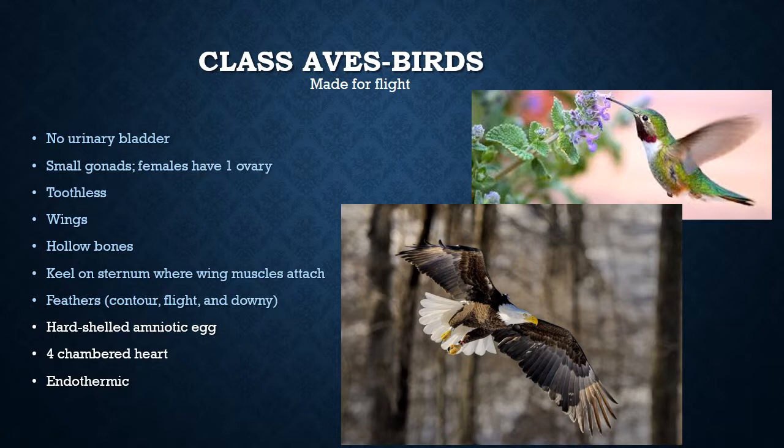So these are birds. They are definitely designed for flight. So I have over here in blue the particular features of birds that allow them to fly. They're modifications that allow for a very lightweight, strong body. So they have no urinary bladder. They have very small gonads. So even in the females, they only have one ovary. They don't have teeth. Obviously, they have wings.